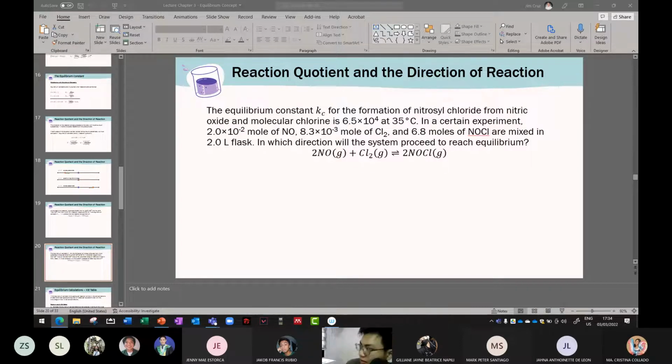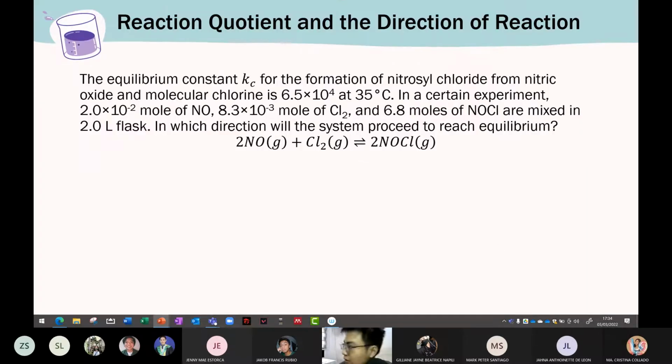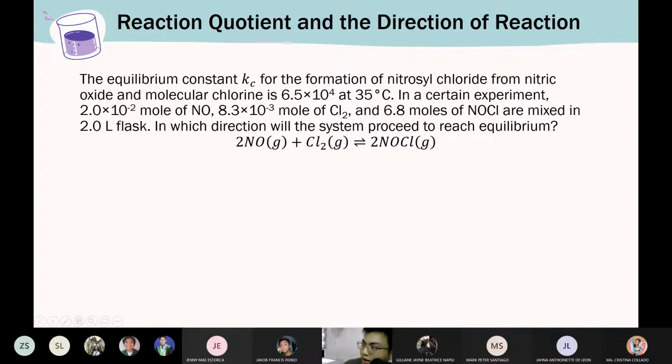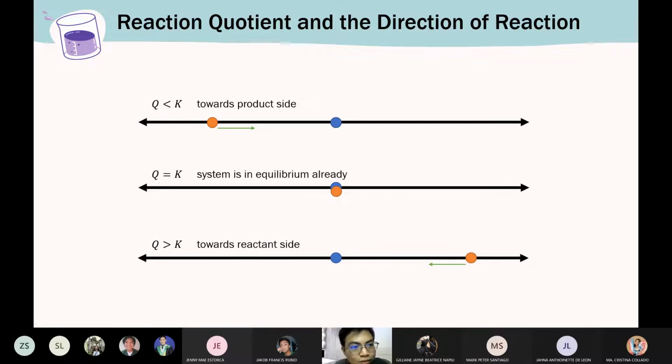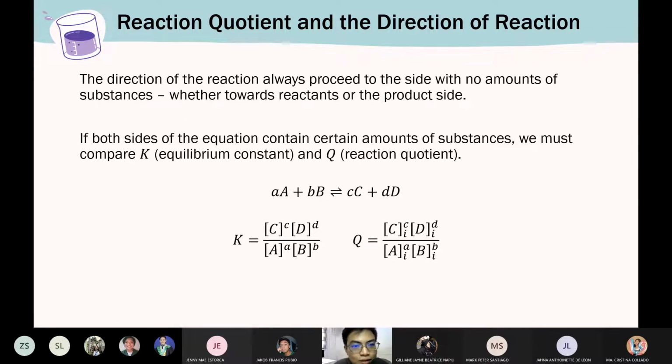Okay. So, we are going to answer this one pala. Okay? So, I left this last time and hopefully, na-try nyo magsagot. Kung hindi naman, okay lang. Okay. So, let's just review of what we learned last time, no? So, what's the purpose of reaction quotient ba? So, the purpose of the reaction quotient is for us to know where the reaction is going, no?